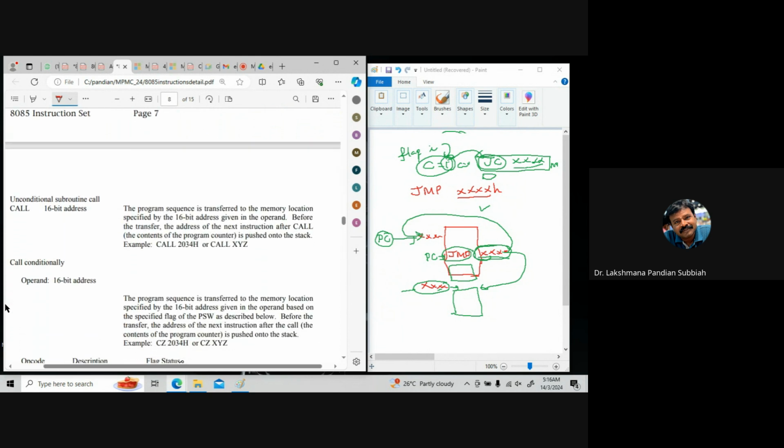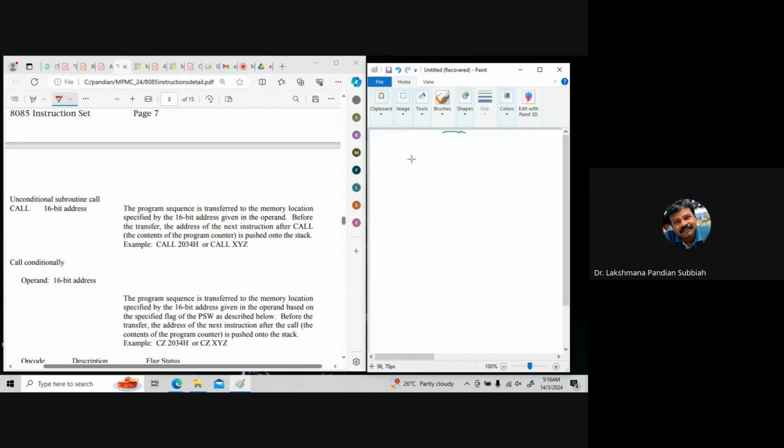Next, call, right? In an assembly language program, if you want to have a function call, you have to use the instruction called call. Here we have the instruction as call with some location. The location is nothing but a subroutine, right? A subroutine is a function.